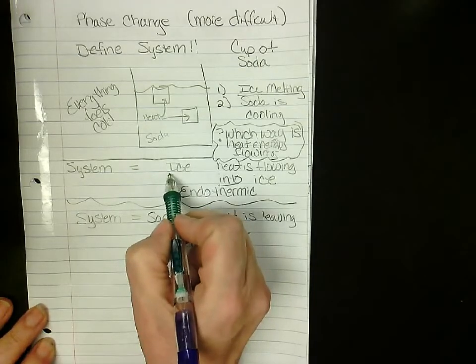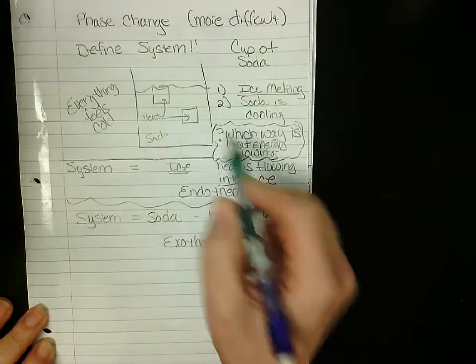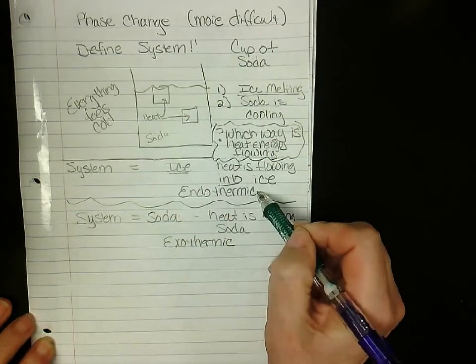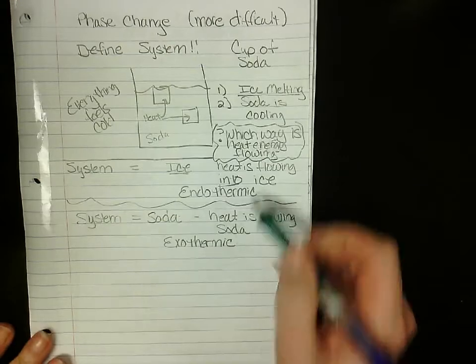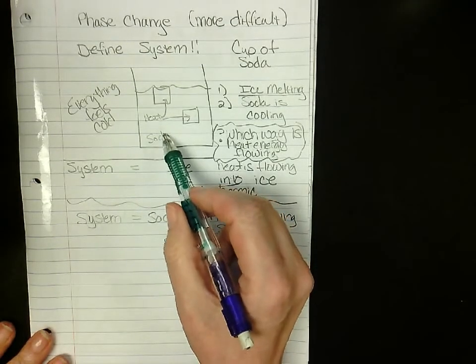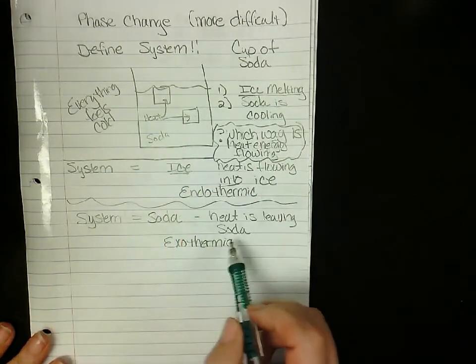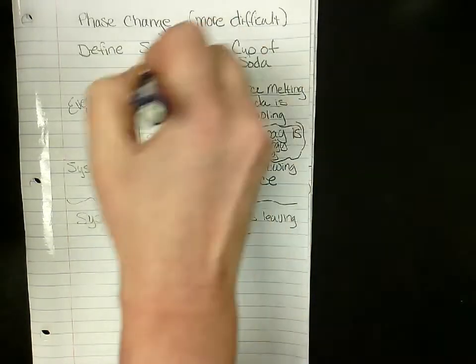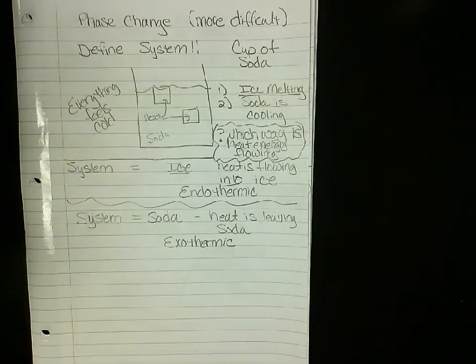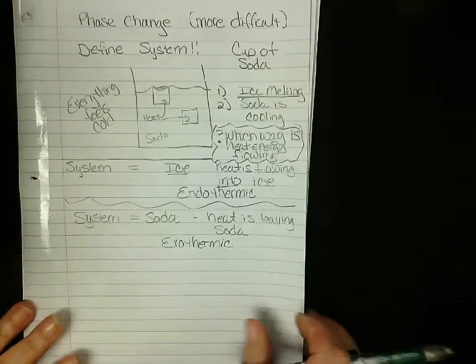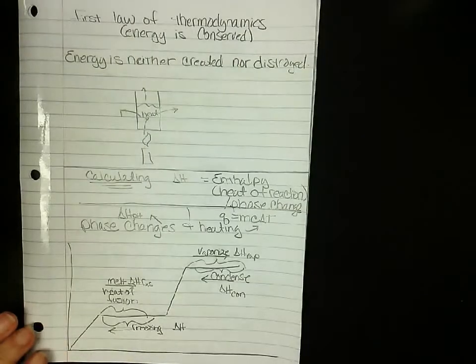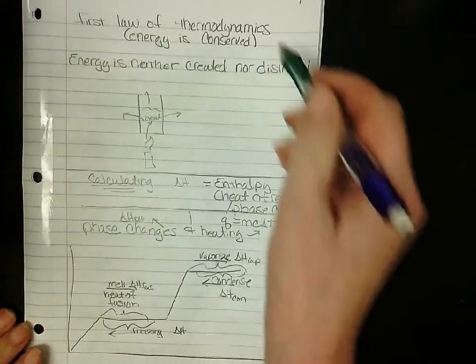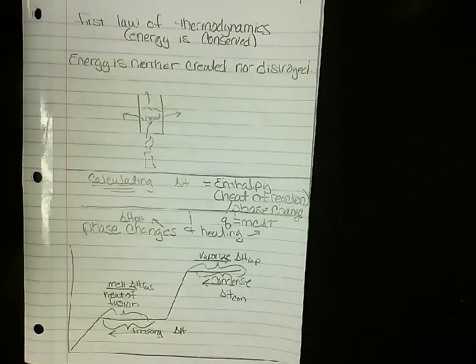So if our ice is our system, our heat's flowing into the ice, and that's endothermic. If our soda is the system, heat is leaving the soda, it's exiting, and that's an exothermic system. So you need to be careful to define your system to decide if it's going to be endothermic or exothermic. Okay? Our first law of thermodynamics is energy is conserved. It's neither created nor destroyed.